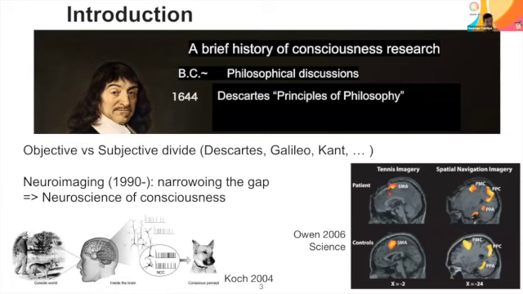It may be safe to say that the modern history of consciousness research started with Descartes, who divided the world into two kinds of substance, the objective and the subjective. Descartes, Galileo and Kant claimed that what science should focus on is the objective side of reality, and that the subjective is too difficult or not suited for scientific study. However, in the 1990s and since then, the gap between the subjective and the objective has been narrowing. My previous supervisor, Christoph Koch, for example, proposed the neural correlates of consciousness.